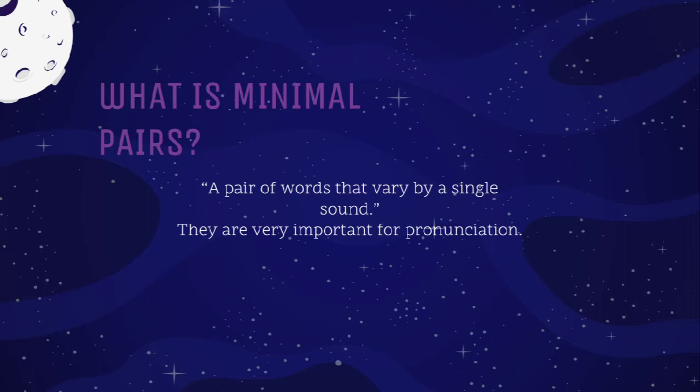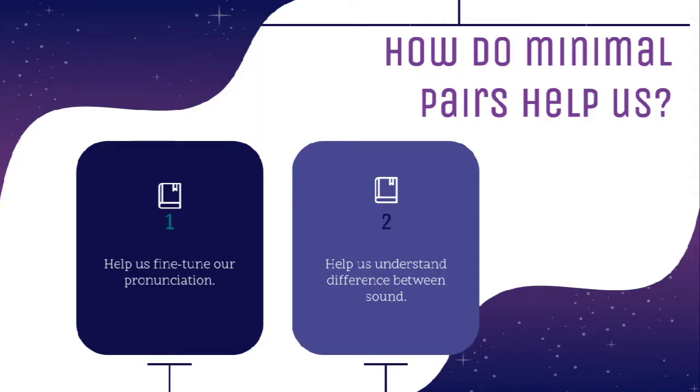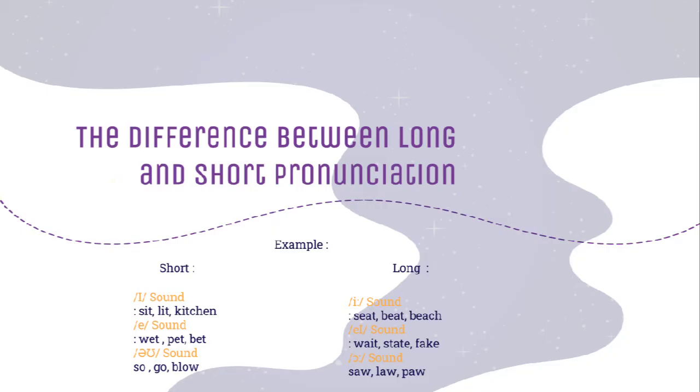What do you know about minimal pairs? What is minimal pairs exactly? Minimal pair can be defined as a pair of words that vary by a single sound. They are very important for pronunciation. So, how is that going to help you improve your pronunciation and your speaking as well? There are two things. First, help us fine-tune our pronunciation, and the other one is help us to understand the difference between sound.